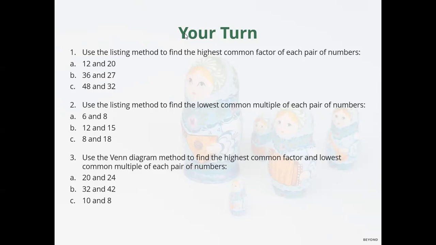Okay. All right. Now we've got a few questions to answer. Now it's your turn to chat. Okay. All right. Now let's see your answers. Use the listing method. Now the listing method, guys, is the one like this, where you list down. You write like 12 and then you write like 20. Okay. You list. All right. Let's try. Use the listing method to find the highest common factor of each pair of numbers.